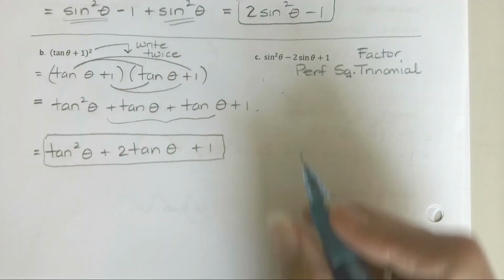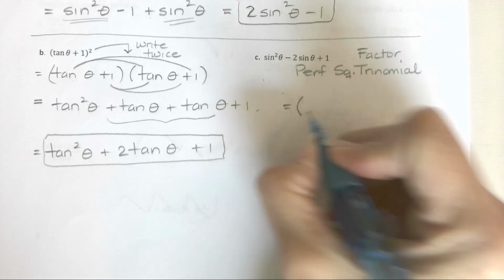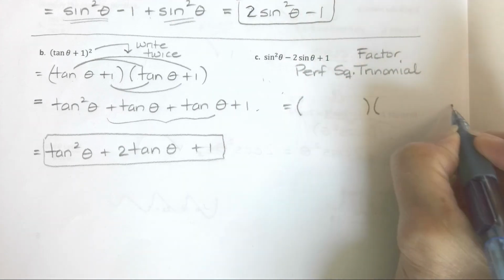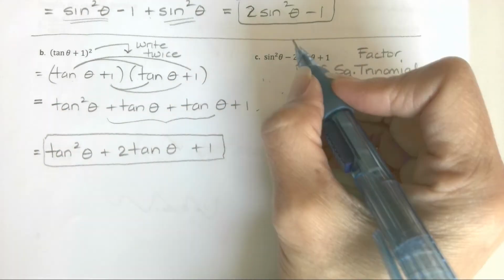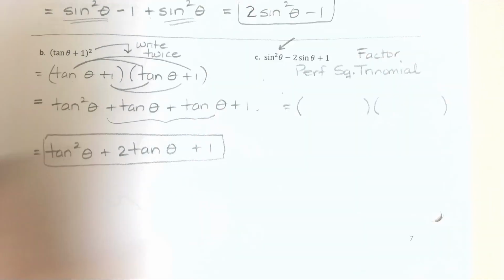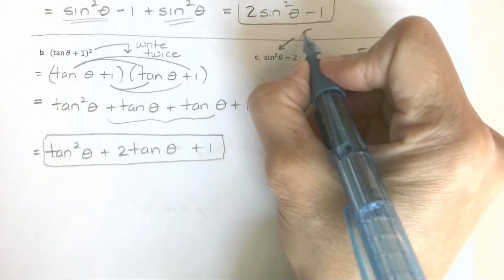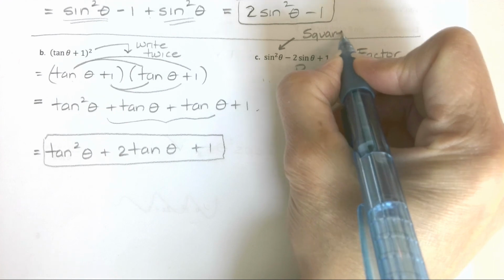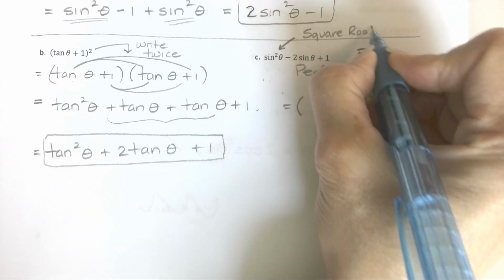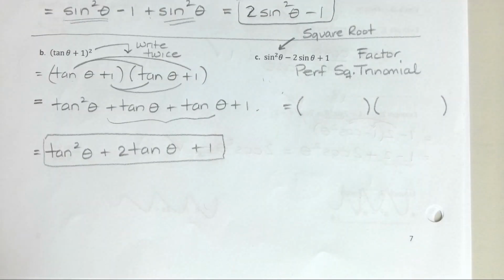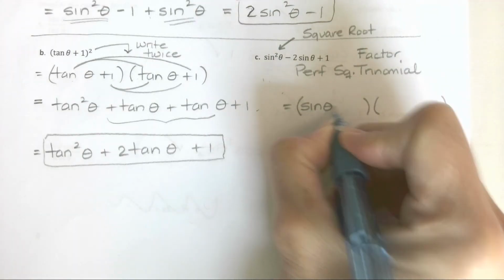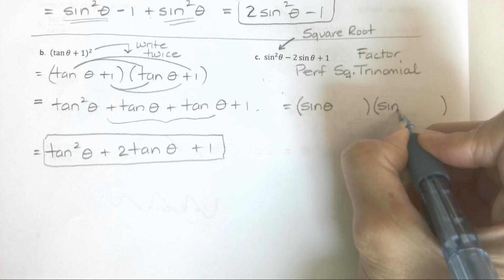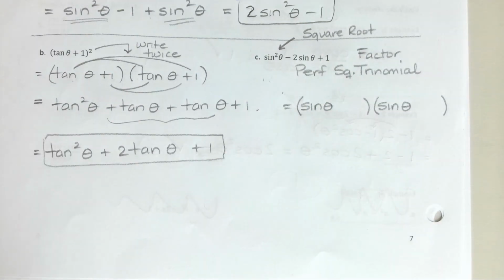So here's what you do. You still are going to have 2 sets of parentheses. You are still going to square root the first and the last term. So if you square root sine squared, what do you get? What is the square root of sine squared? Sine. Good. So I'm going to write sine theta on this first spot and sine theta in this spot.